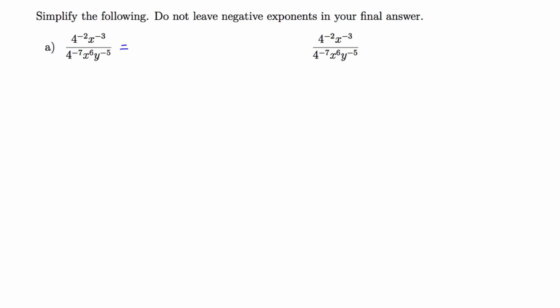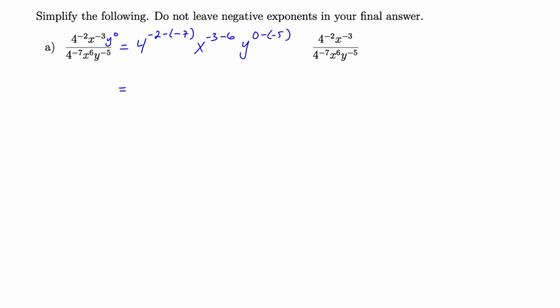One of the most common options would be to jump straight into the quotient rule, meaning I'm going to subtract the denominator exponent from the numerator. So 4 to the negative 2 divided by 4 to the negative 7 becomes 4 to the negative 2 minus negative 7. X to the negative 3 over x to the 6 becomes x to the negative 3 minus 6. Y to the negative 5th is a little bit curious. What you want to remember is there are no y's up in the top, so I could fill in a y to the 0, remembering that y to the 0 equals 1. So I would have y to the 0 minus negative 5.